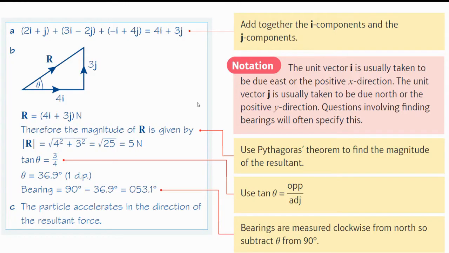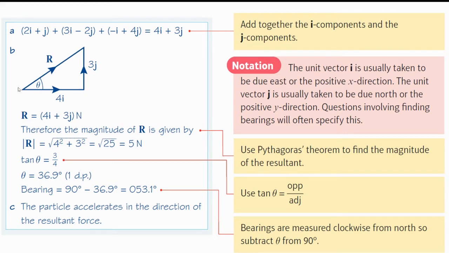Okay, so the first one is easy enough here. We've got the 2, the 3, and the minus 1 gives you 4, and the 1, the minus 2, and the 4 gives you 3. So the next one. When we want the magnitude, we can see this diagram here. It's going 4 east and 3 up.